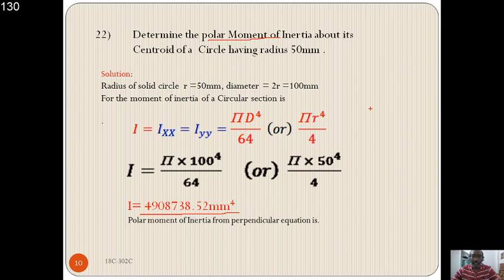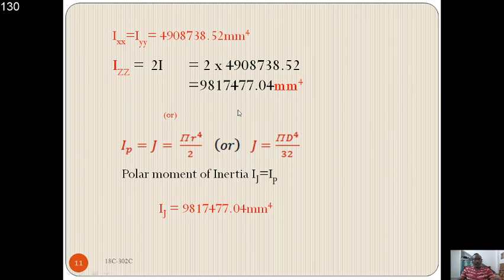For the perpendicular axis theorem, Ij or Ip or Izz is equal to Ixx plus Iyy. That is nothing but 2 times I. Therefore, we need to multiply this value. Then Izz is equal to 2I. Therefore, 2 times the I value. So this is the polar moment of inertia of a solid circular section.